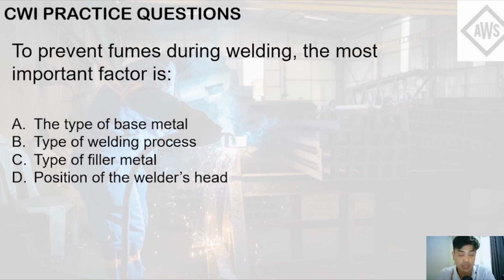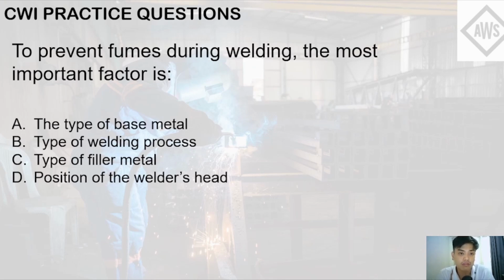So letter B, the type of welding process. It differs because of the different filler metals that are used, different base metals, the flux that is used for that specific filler metal, and the duty cycle used in the welding machine. So it differs depending upon the welding process. So letter C, the type of filler metal. As I've mentioned, it depends on the composition of that filler metal. Letter D, the position of the welder's head.